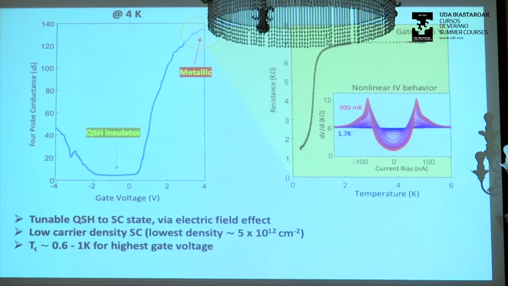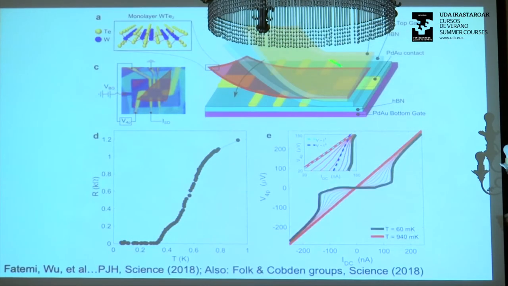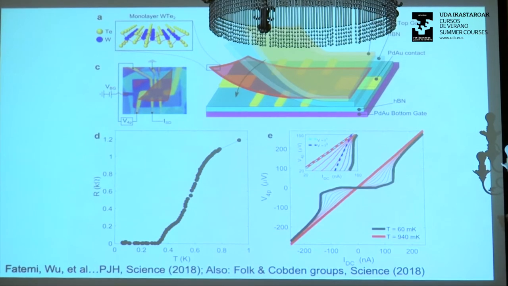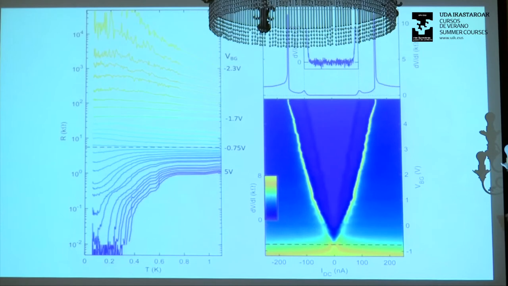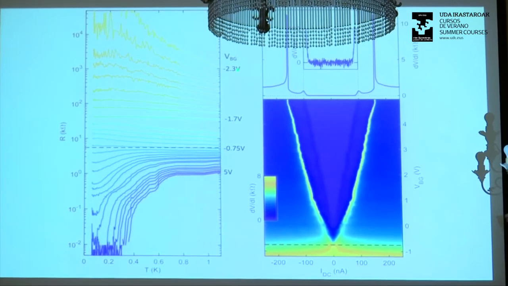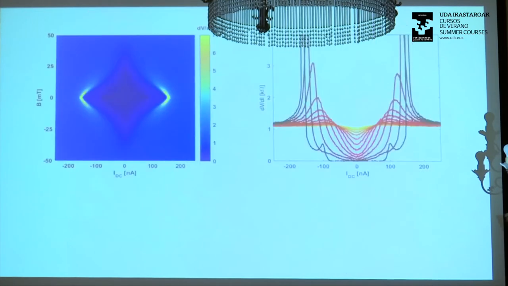So what we did is we made four terminal devices, okay, and now we see proper resistance curves going to zero. It turns out WTe2 is a quantum spin Hall insulator when your Fermi energy is at charge neutrality, but if you dope it, it becomes a superconductor, okay? And this work was actually published at the same time as the Fu and Cobden groups, so immediately other groups reproduced the exact same results. Now, it is an electrically tunable superconductor to quantum spin Hall insulator system, okay? These curves are at different gate voltages. You go from a superconductor to an insulator, which actually, when you look at small devices, happens to be a quantum spin Hall insulator. Now, you can apply magnetic field and so on.